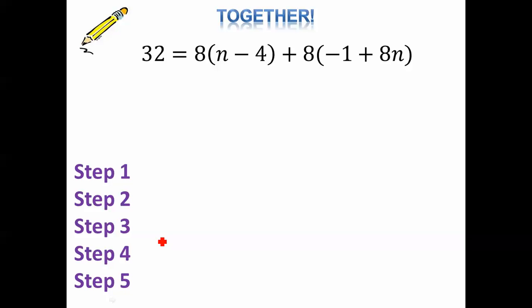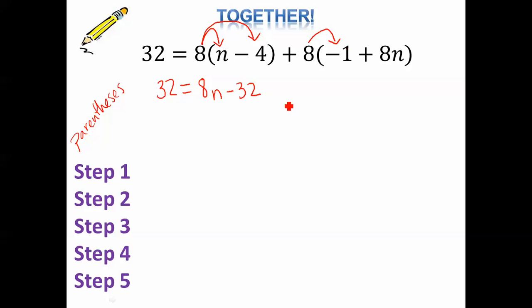And the last problem we're going to work together is actually one that has two sets of parentheses. So to get rid of parentheses, we have to use the distributive property. 32 stays. 8 times n is 8n. 8 times negative 4 is negative 32. 8 times negative 1 is minus 8. And 8 times 8n is plus 64n.